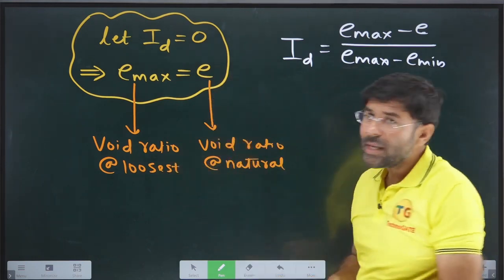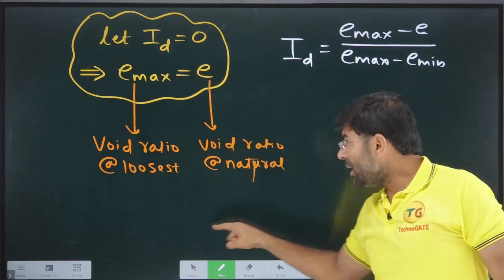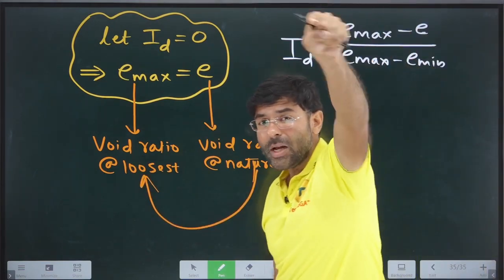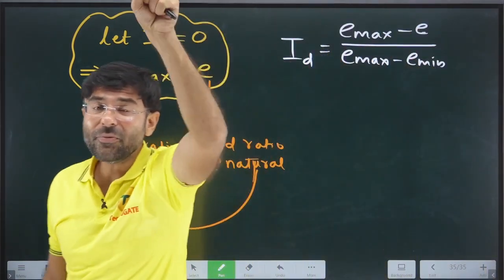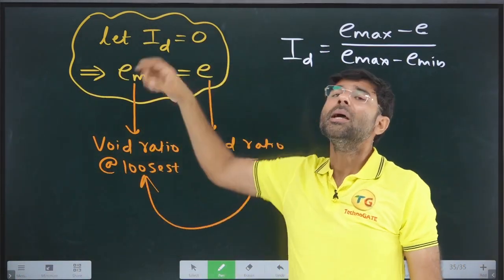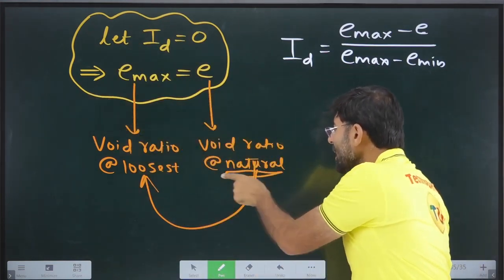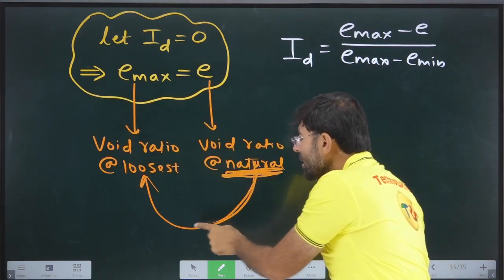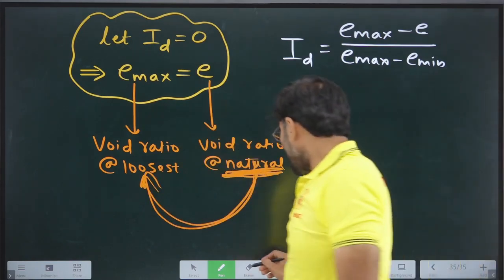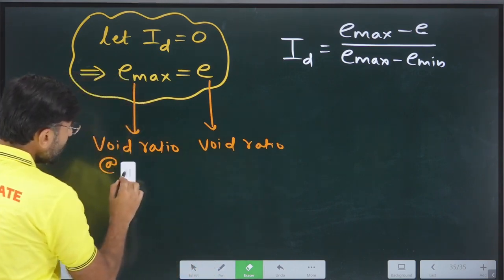That means, can I say if ID is equal to 0, the natural condition of the soil is itself the loosest condition? The natural soil which was present in the ground is itself in its loosest state. If E maximum becomes equal to E, or if E becomes equal to E maximum, can I say the soil which is present in the ground is itself in its loosest condition? Right? So this is the practical significance. What have I got from this? See.